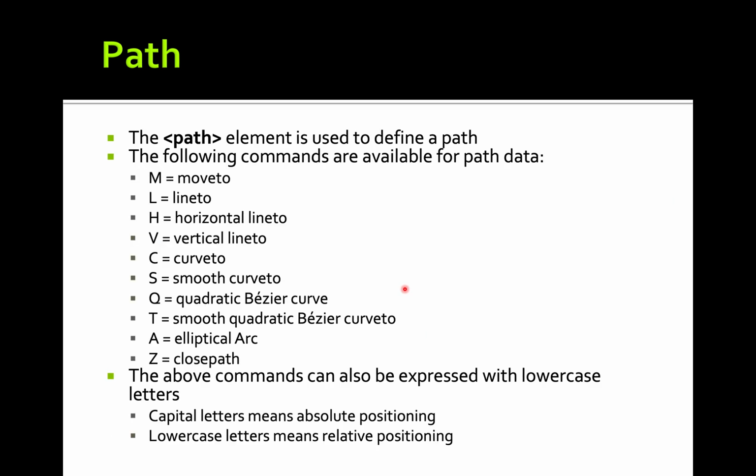And then we have Z. And what does Z mean? Z means it is a closed path. So what will happen?